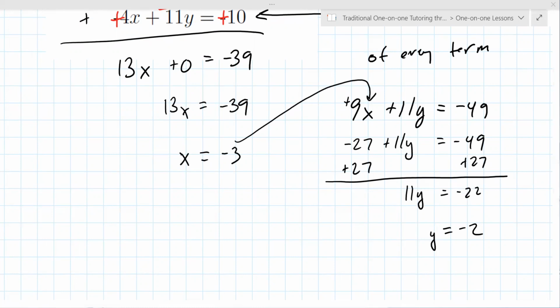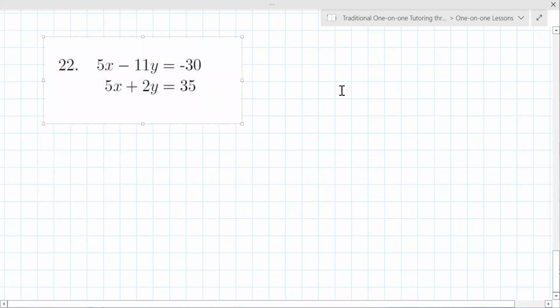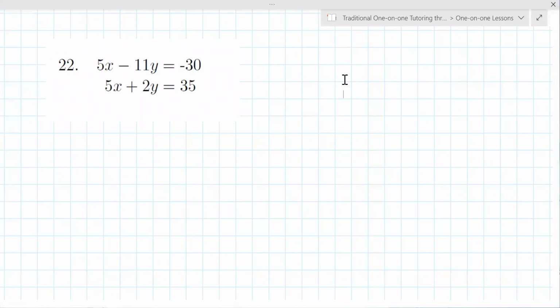What about this is difficult for you? Is there something about this that you feel like is really difficult, Sourish? Well, just the substituting. Substituting is very difficult. Okay, so let's look at this question here. 5x minus 11y equals -30, and 5x plus 2y equals 35.